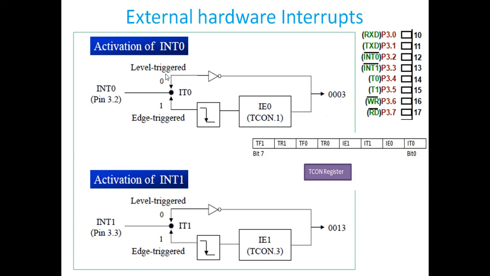Here for the level trigger, if the input clock is low for 4 machine cycles, then the interrupt is going to be invoked and directly goes to the ISR program. The same procedure applies for external hardware interrupt 1: the same IT1, IE1, and the address for the ISR of external hardware interrupt 1 is 0013. Here you write the program. So with the help of physical pins 3.2 and 3.3, which are available outside the 8051 microcontroller, that's why we call this interrupt an external hardware interrupt.